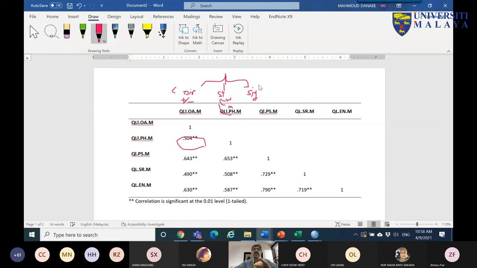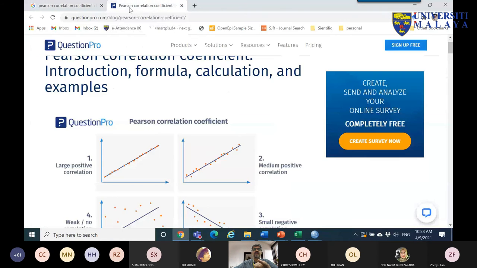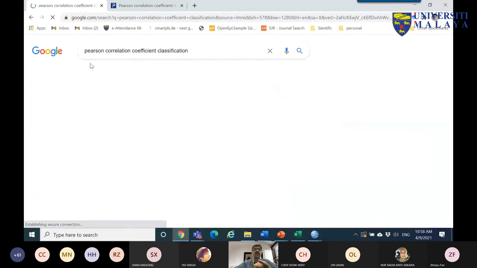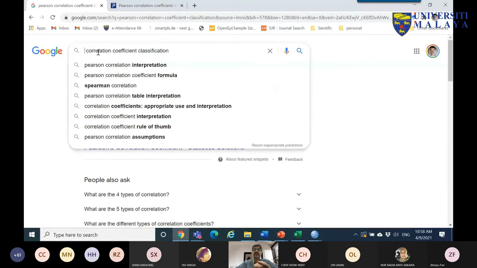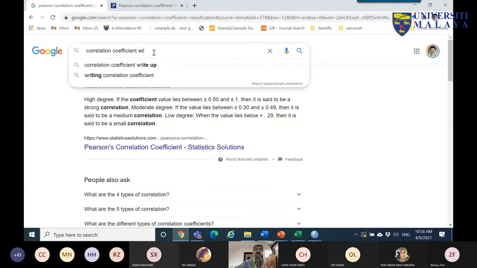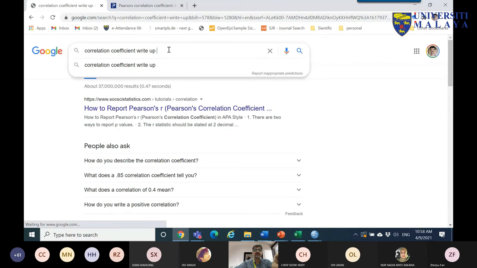So when you report a correlation coefficient in your writing, you need to identify and describe all these three components. Clear? Yes. If you want to write down the correlation coefficient classification, so look at here, if I go to all correlation coefficient, writing up APA.